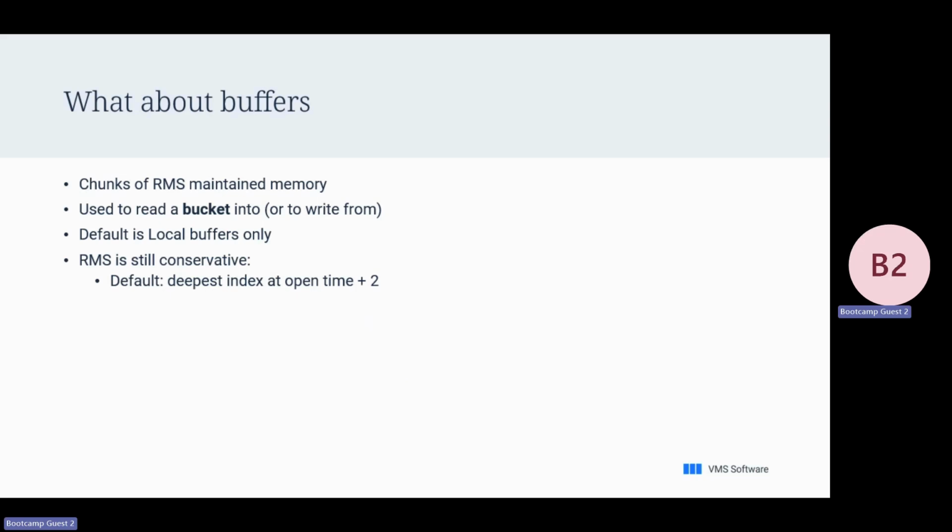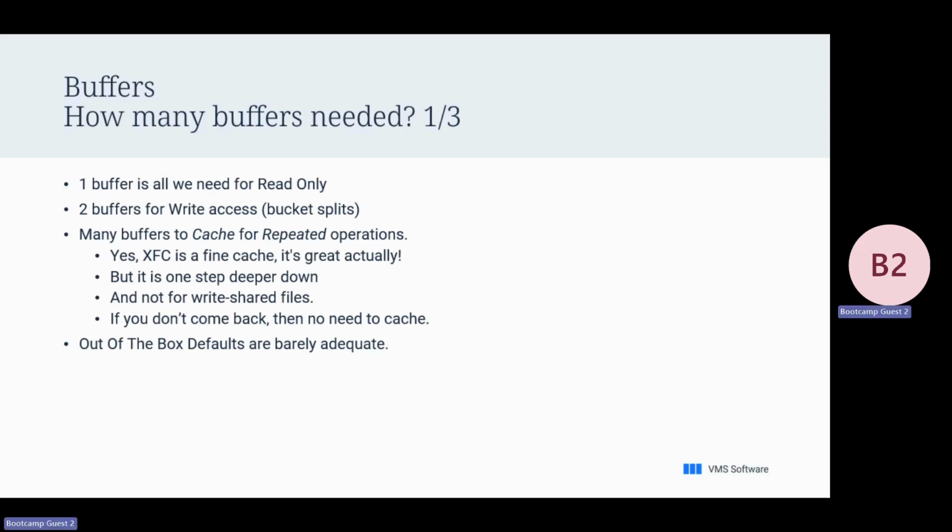The default number of buffers we allocate for a file is the deepest index at open time plus 2. Boo. Yeah, so if you create an empty file, you'll get 2 buffers. And if you then fill it over time, you have no room to play with. You have to toss one out to read the next and toss it out and read the next. XFC will be saying, oh, I'll bless you, son, and here's all your data. Anyway, you don't have to go to the disk. But the XFC is one level down, right? So if we can avoid stepping down, so much the better.